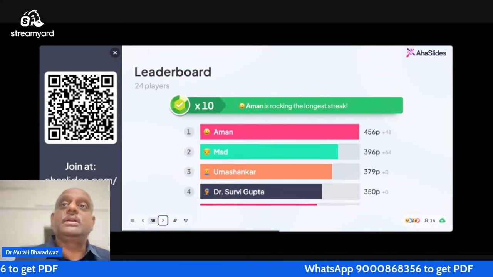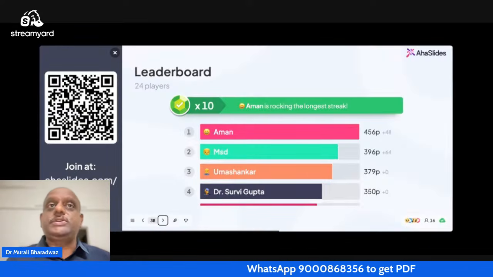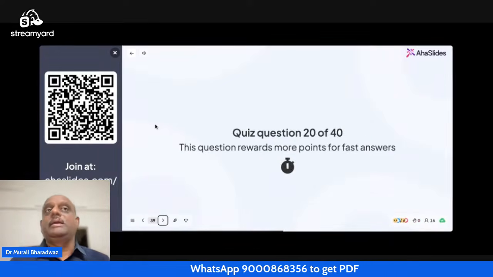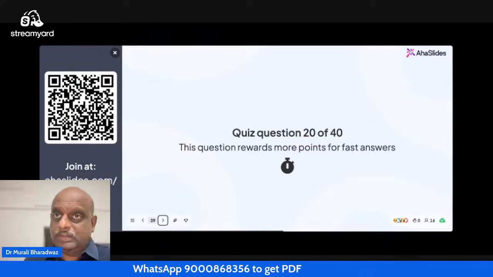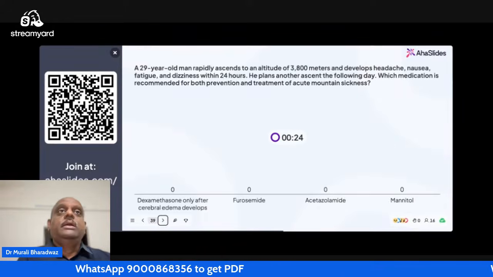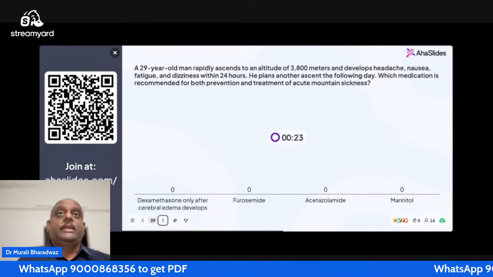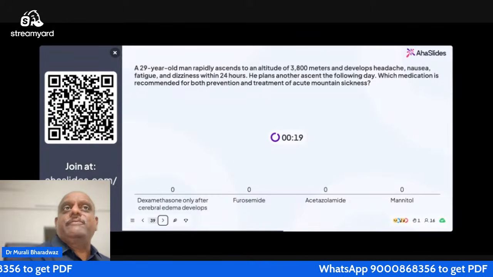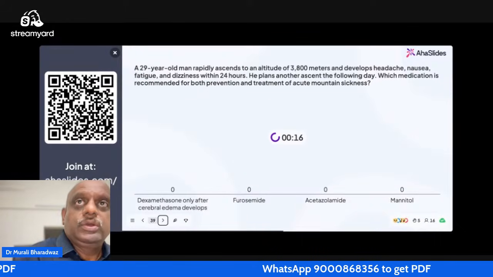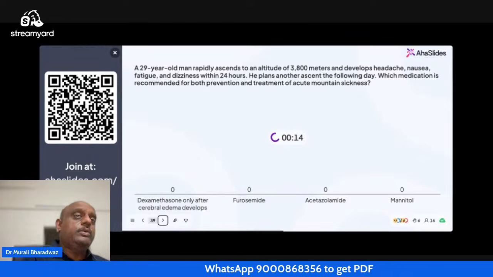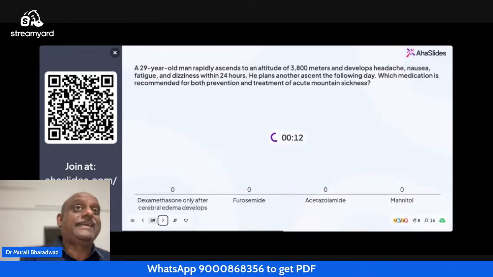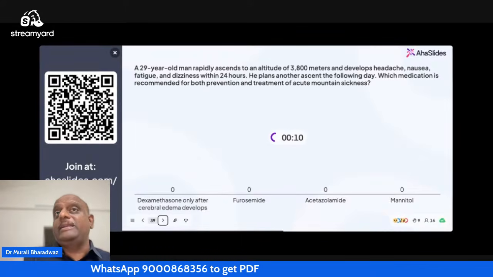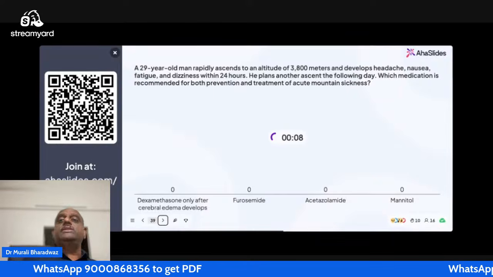Very good. Aman comes to the top. Excellent. At an altitude of 3,800 meters, there is headache, nausea, fatigue, and giddiness. Which drug do you give to treat and also prevent the acute mountain sickness?